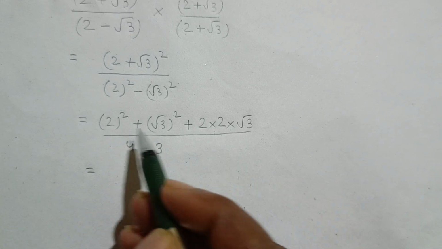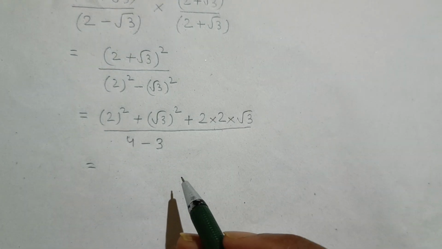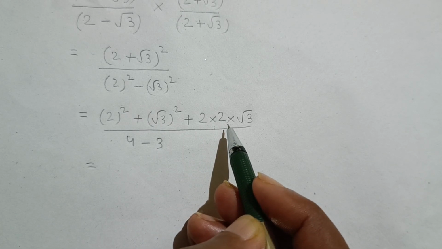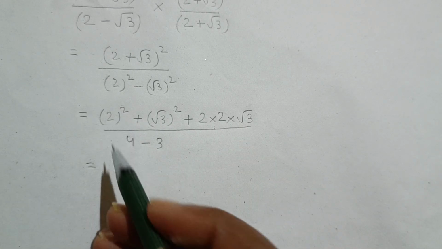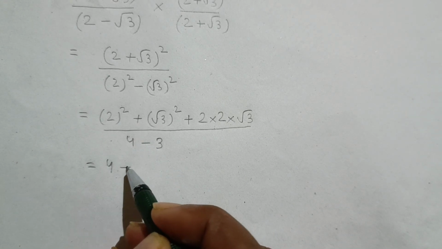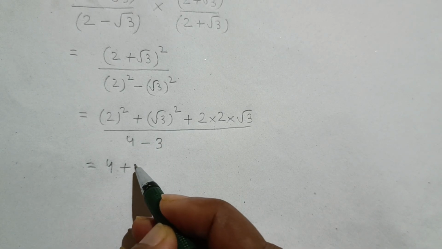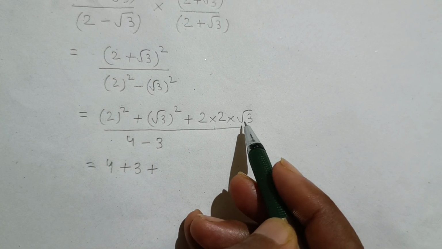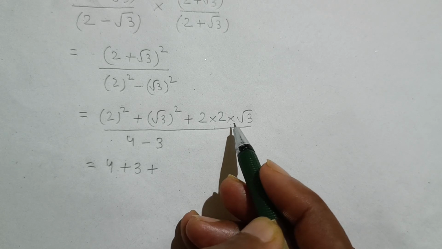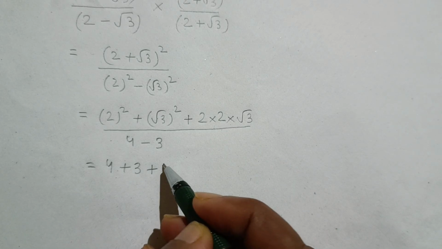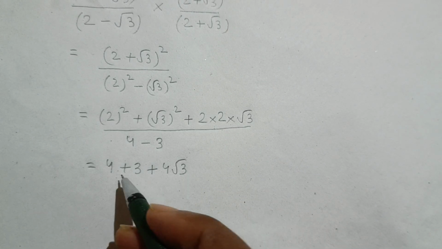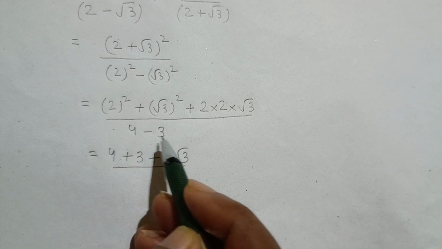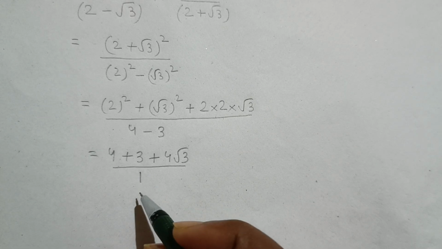In the next step, let us simplify this numerator. So 2 whole square plus square root of 3 whole square plus 2 into square root of 3. So 2 whole square is 4, plus square root of 3 whole square is 3, plus 2 into square root of 3. So 2 into 2 is 4, so 4 into square root of 3 is 4 square root of 3. So this is the numerator upon the denominator, which is 4 minus 3. 4 minus 3 is 1.